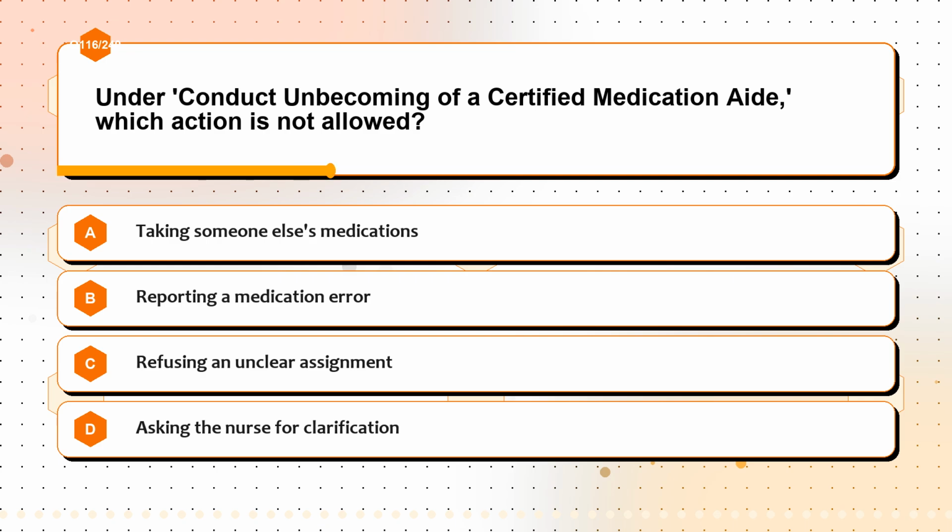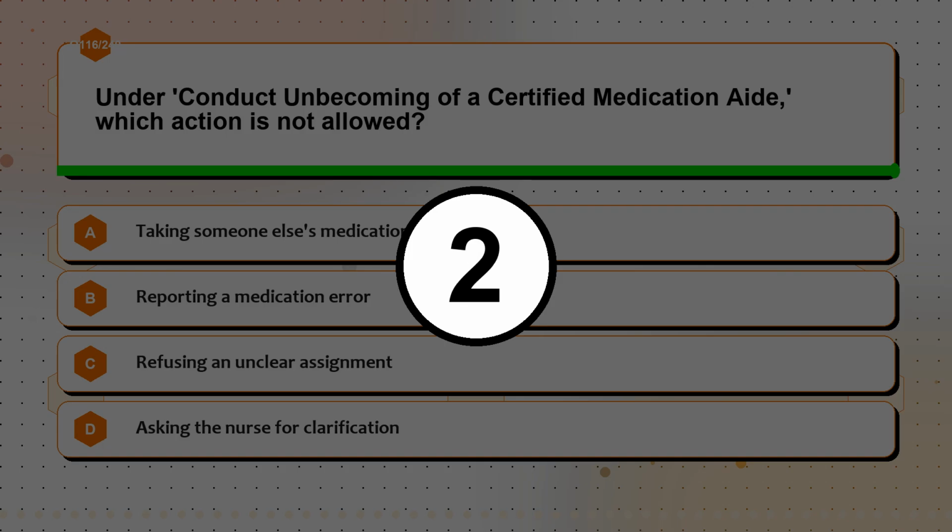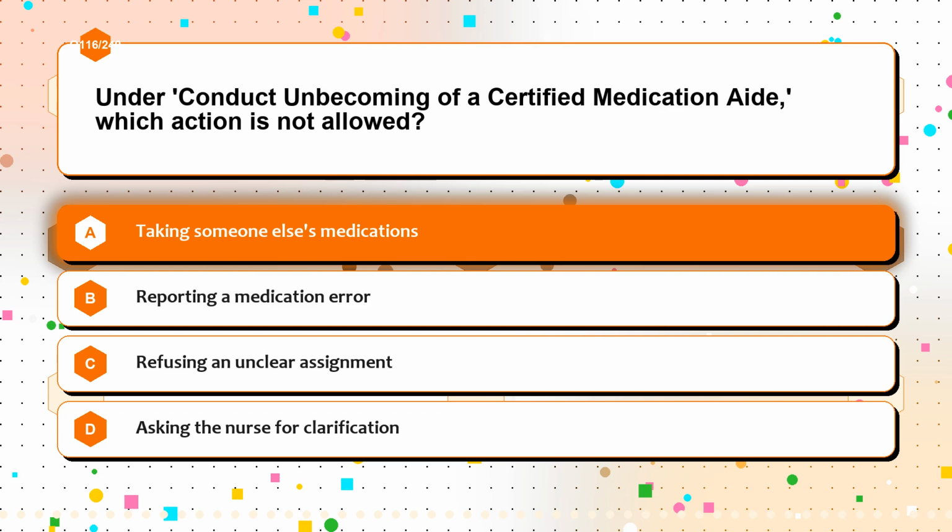Here are the options. Option A, taking someone else's medications. Option B, reporting a medication error. Option C, refusing an unclear assignment. Option D, asking the nurse for clarification. The correct answer is option A, taking someone else's medications.